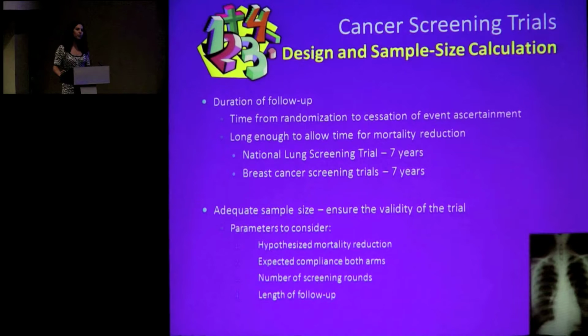It's also going to be important that you have a good sample size for your study in order to ensure the validity of the trial. And when you do these sample size calculations, which have to be consulted with the biostatistician of the study, you have to consider the hypothesized mortality reduction that you expect, the expected compliance in both arms, the intervention and the control group, the number of screening rounds, and also the length of follow-up. And that is important because you have to take all those into consideration when you do your sample size calculations.